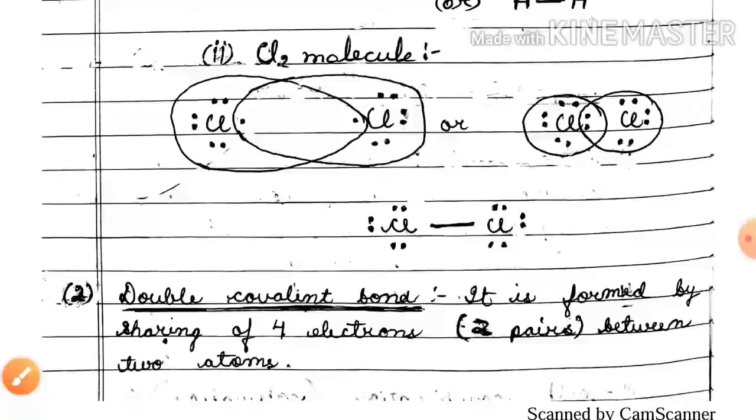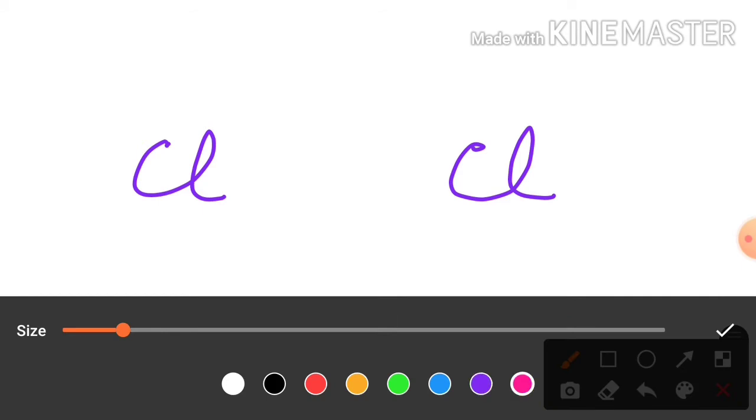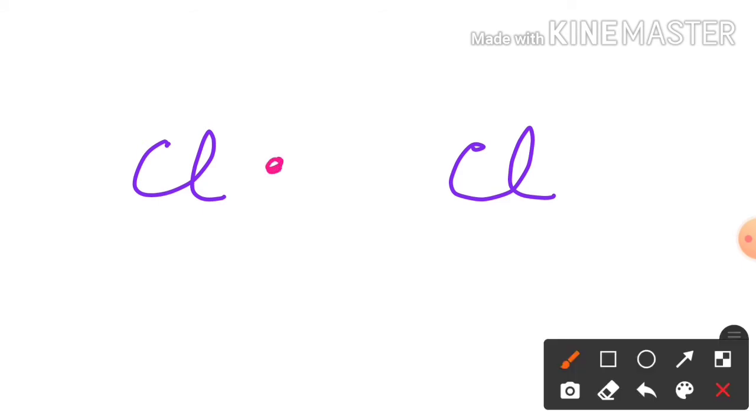Now we see another example, and that is the Cl2 molecule. See, this is the chlorine and this is the chlorine, and how many valence electrons are there in the chlorine? 7. So 1 2 3 4 5 6 7. Here also 1 2 3 4 5 6 and 7. Both the chlorine atoms have 7 electrons in the outermost shell, and their octet is not complete, and each chlorine atom needs the configuration of 8 electrons in the outermost shell. So what does it do?